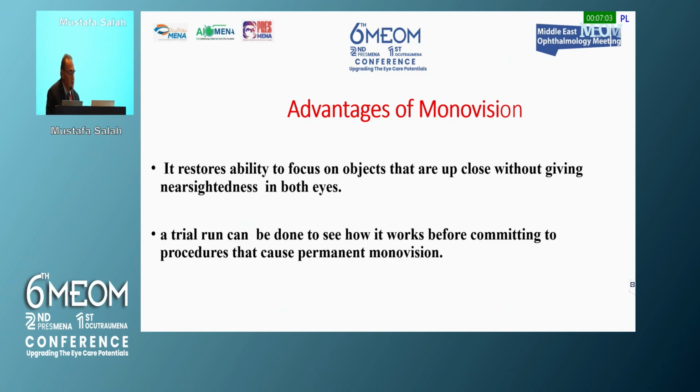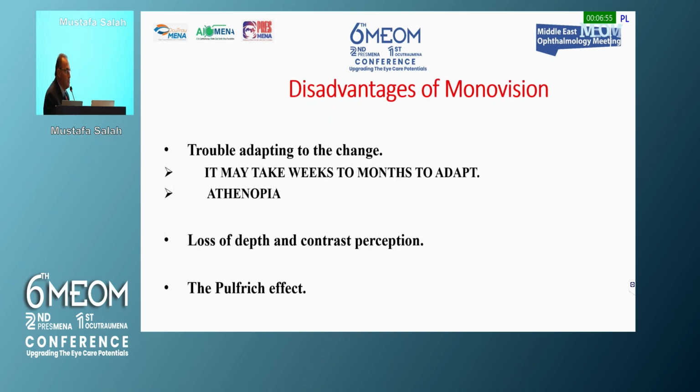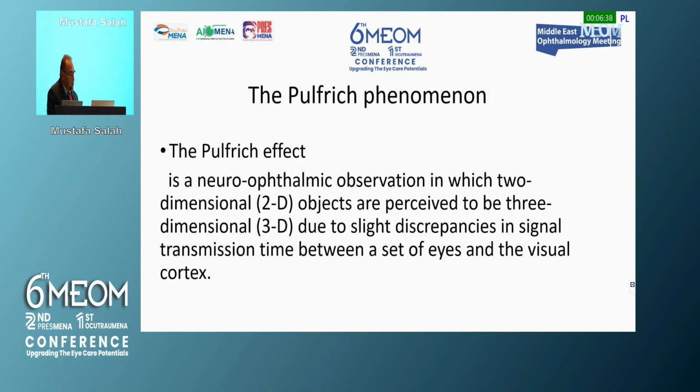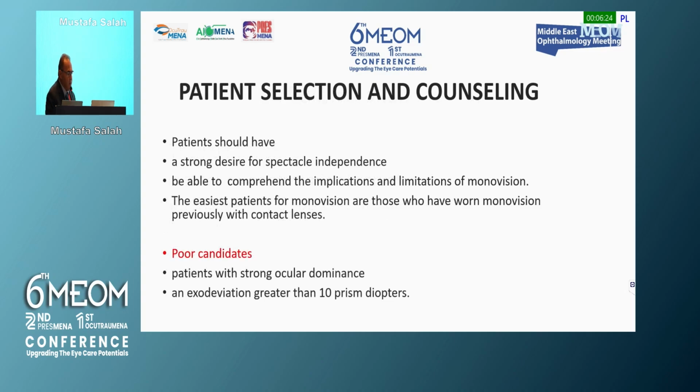So the advantage of monovision is that it restores the ability to focus on objects that are up close without giving nearsightedness in both eyes. The disadvantage is some patients will have trouble adapting to the change. It may take weeks to months to adapt, and there is the development of aphakia. Also, there is a good chance of developing loss of depth and contrast perception, and the Pulfrich effect, which is a neuro-ophthalmic observation in which 2-dimensional objects are perceived to be 3-dimensional due to slight discrepancies in signal transmission time between the 2 eyes.